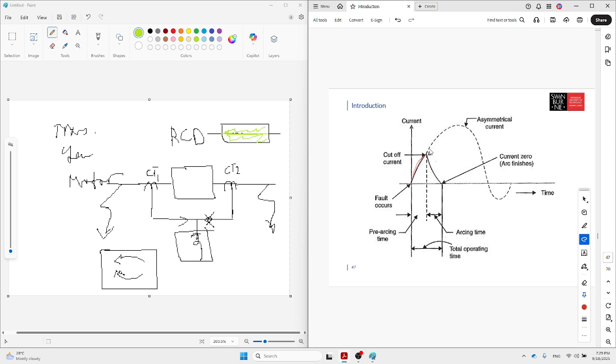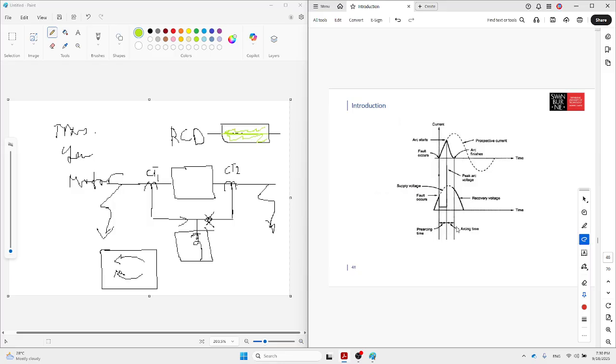And then after that, we have the arcing time. This is called arcing time. The total procedure is called total operating time. You can see total operating time. So these names are very, very important: pre-arcing time, arcing time, and the most important is total operating time. Why? Later I will explain the meaning of total operating time.